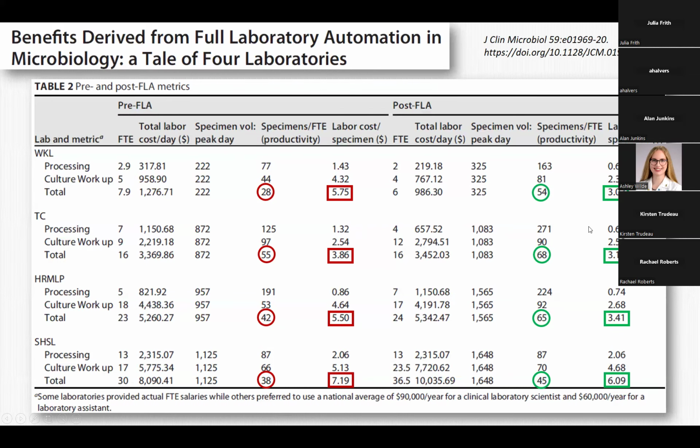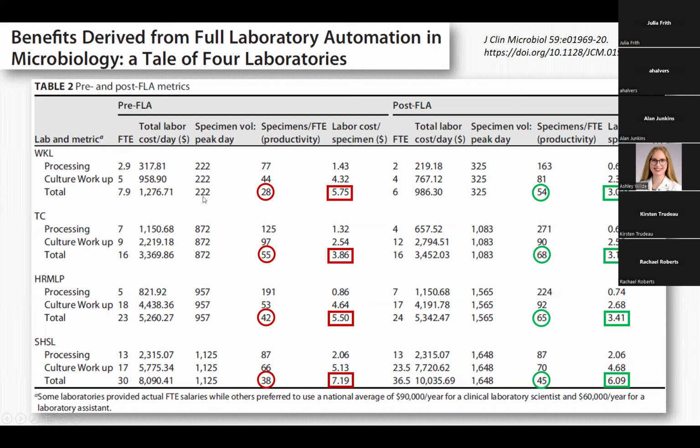May not seem like huge numbers, but I kind of figured it out. If our laboratory saw the same increases in labor costs per specimen, it would save our laboratory about $400,000 a year. So yeah, that's a significant savings just in labor costs there. And notice that every single one of these places also had a significant increase in their volume.